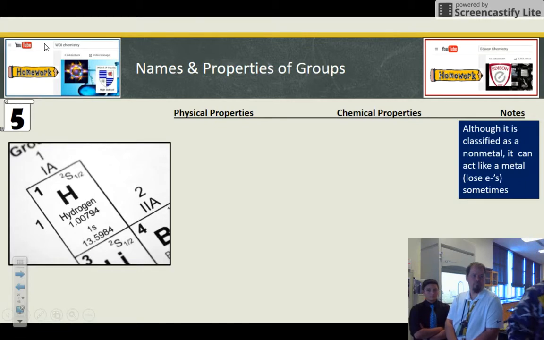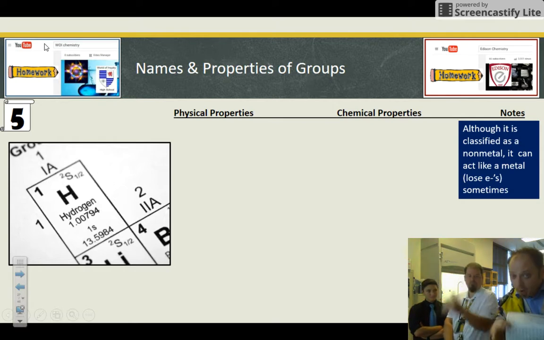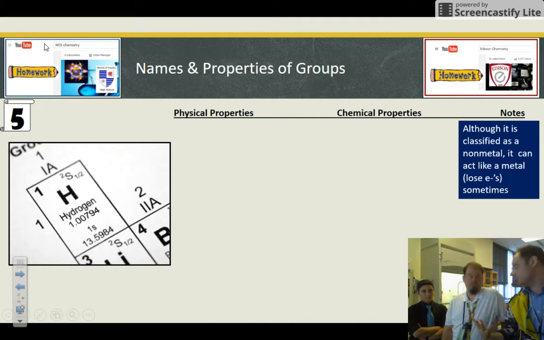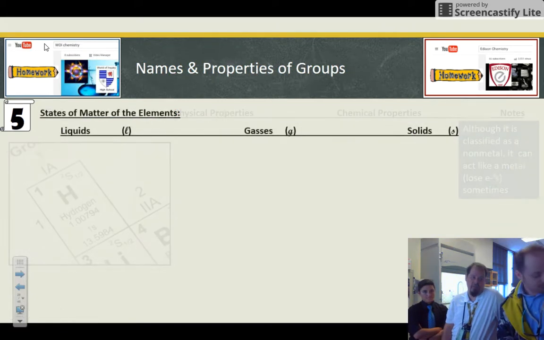It's technically detached from the group. So while it sits up here, it's not actually part of this group, which is why we gave it its own slide. But hydrogen can form a positive ion, which means it could potentially act like a metal.